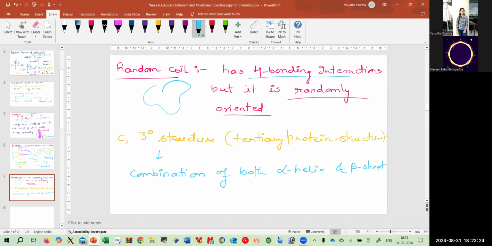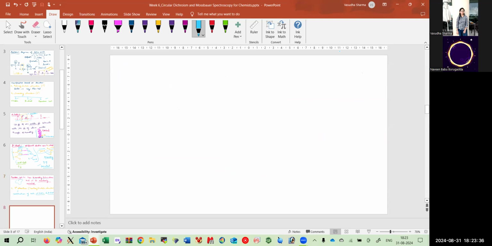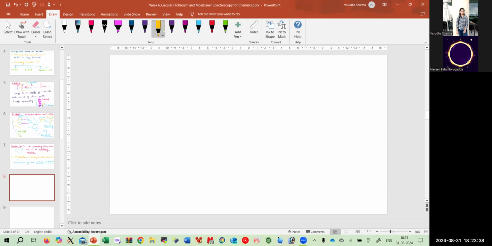And followed by this, the third classification of protein structure is tertiary structure, which has a combination of both alpha helix as well as beta sheet. So this particular structure would have units of alpha helix as well as beta sheet. Followed by our last and fourth type, which is quaternary protein structure.